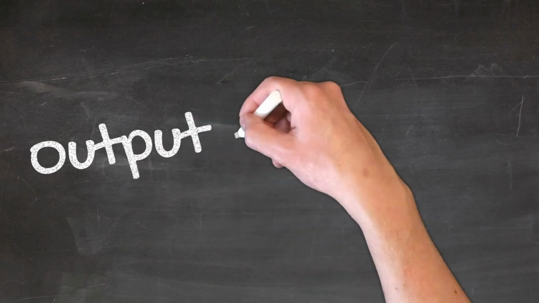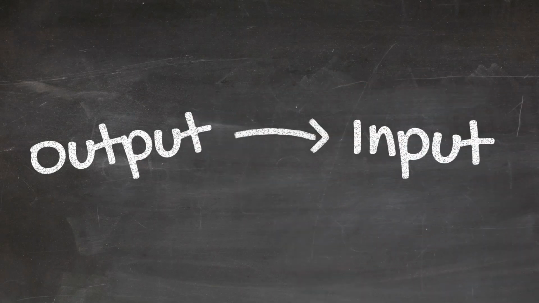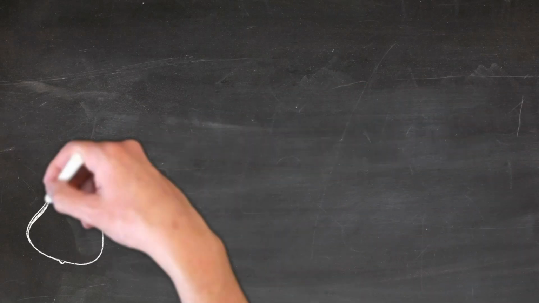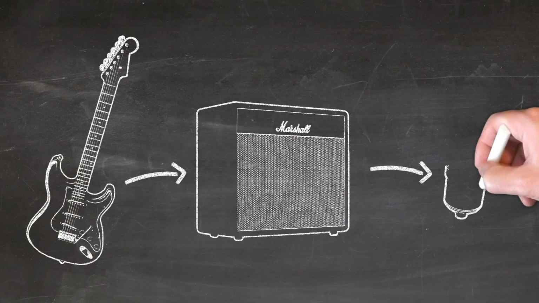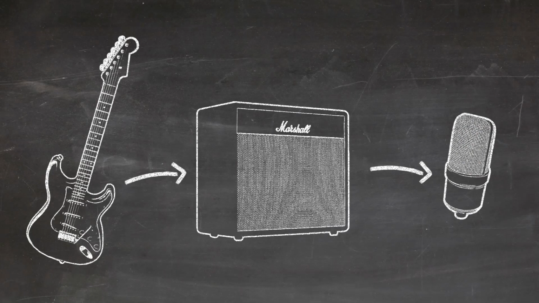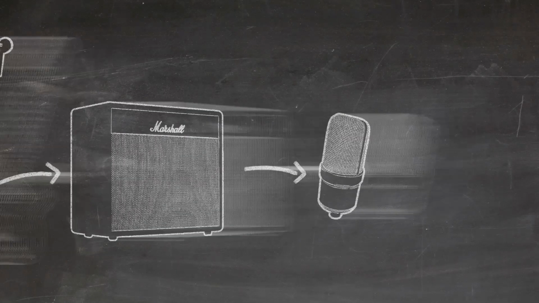Another way to help understand signal flow is to always follow the signal from output to input. For example, a signal flows out of a guitar into the input of an amplifier and then out as sound to a microphone. Thinking like this will help you troubleshoot, should any issues occur.